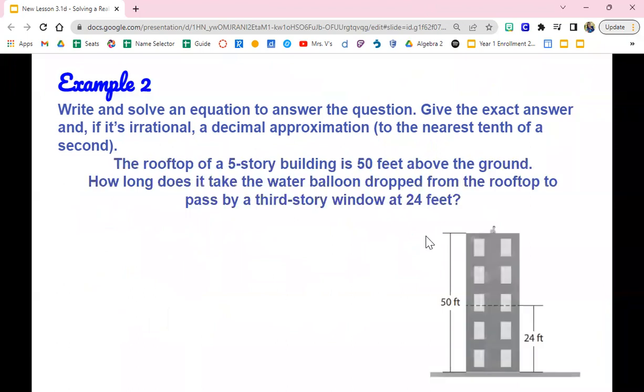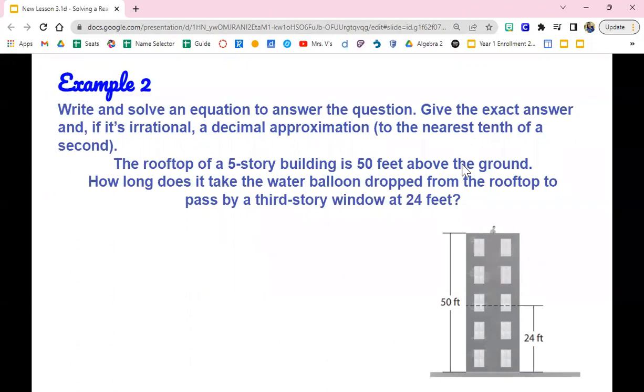Okay, now let's go ahead and try our next example. Now that we got the essence of the first equation. Now this one's a little bit different, just because we have different heights. So same idea, write your equation and then solve. Let's go ahead and approximate to the nearest tenth of a second. So the rooftop of a 5-story building is 50 feet above ground. So we already have our 50 feet. 5-story building at 50 feet.